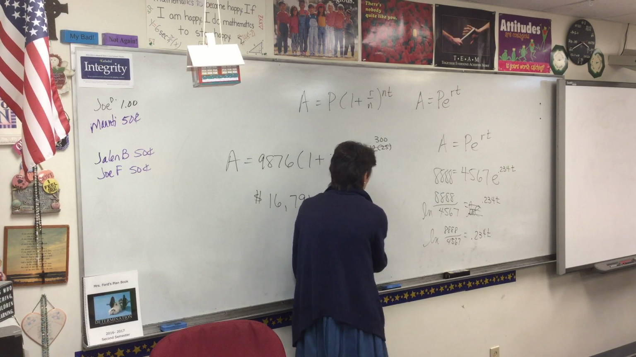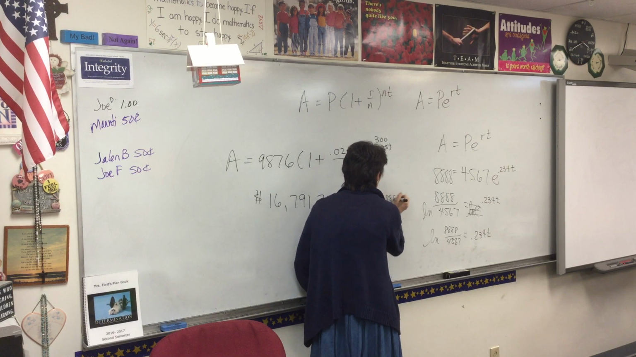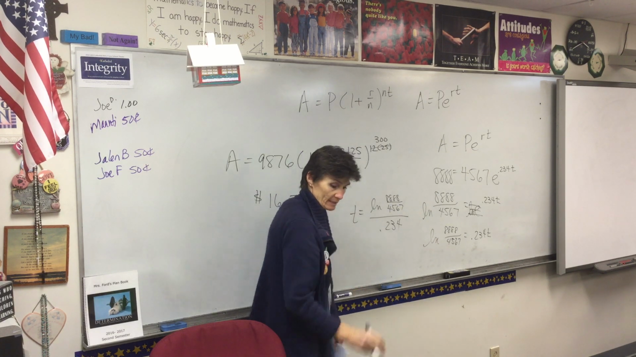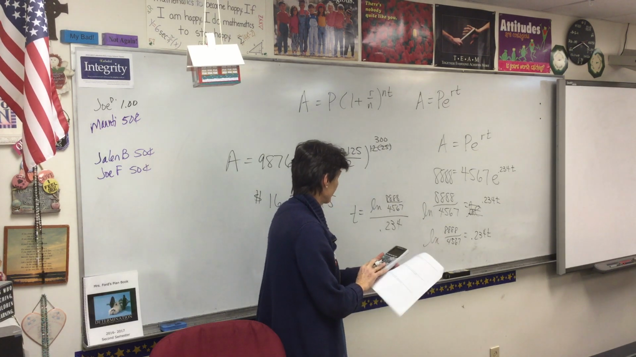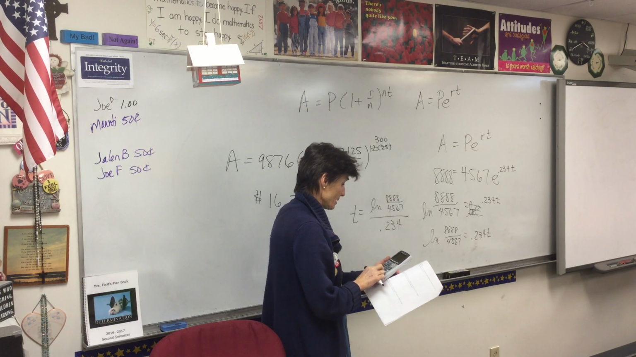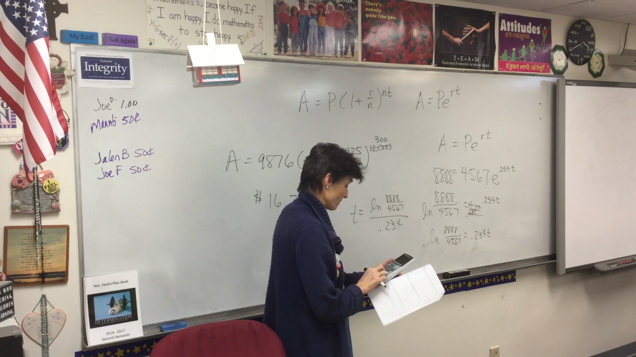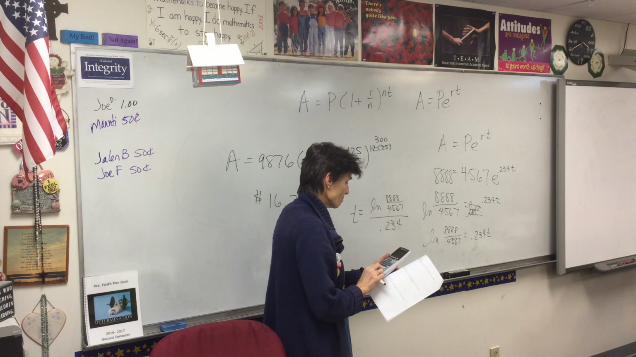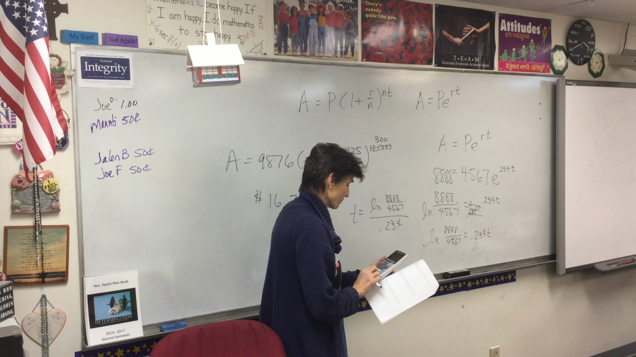And t will be ln of 8888 divided by 4567, all over 0.234. So let's see what did you come up with. 35.8 years. 8888 divided by 4567 divided by 0.234. What'd you say? 35.8. I might be confused. 2.845. 0.008.